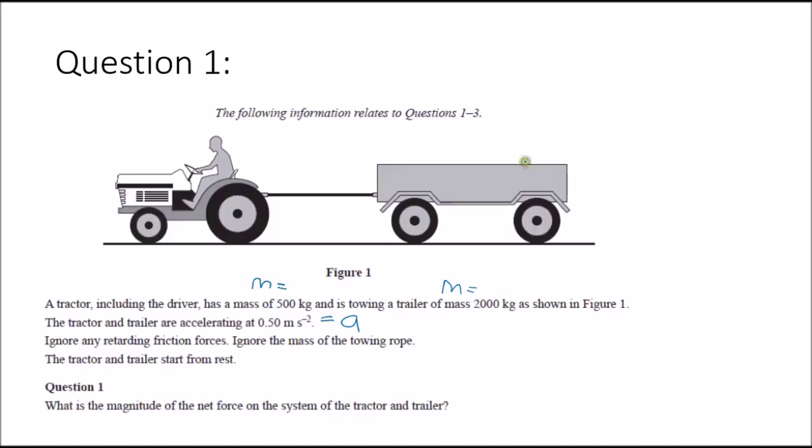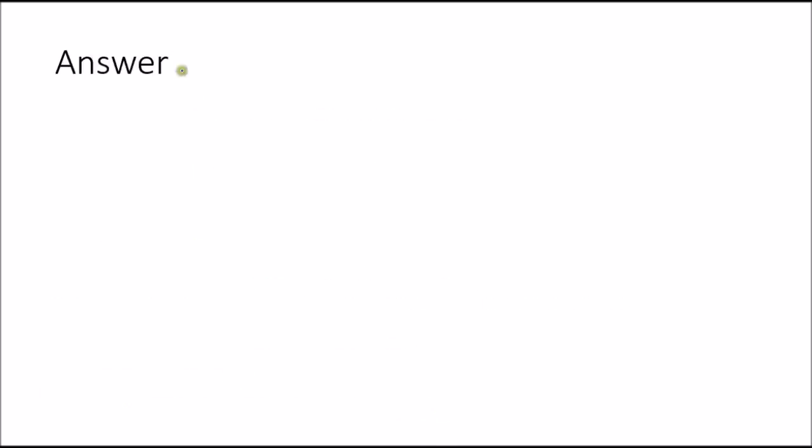Now, thinking about what's shown in the diagram here, it's going to be a tension question and a Newton's laws question. So we want to have those concepts and those equations in our mind. Okay, what is the actual answer they are looking for? What is the magnitude of the net force on the system of the tractor and trailer? So moving to a bit of working space here, what do we know? We know a equals 0.5 meters per second squared. Now we know the mass of the tractor and the trailer is 2,500 kilograms.